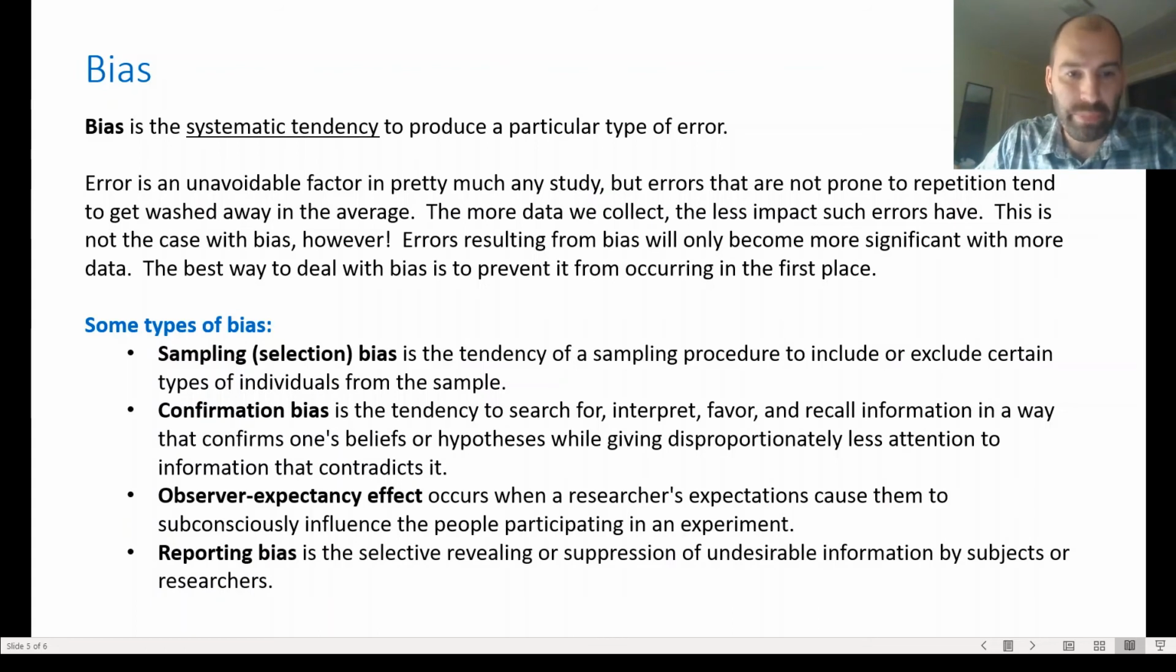And then reporting bias. Reporting bias is the selective revealing or suppression of undesirable information by subjects or researchers. So in other words, we exclude the stuff that we don't like, that isn't good for proving what we want to prove. This doesn't help prove my research? Let's just ignore it. Now that sounds pretty sinister, but sometimes we do this by accident, right?